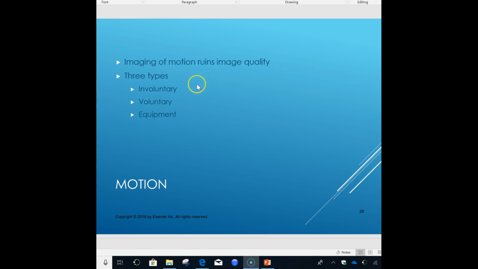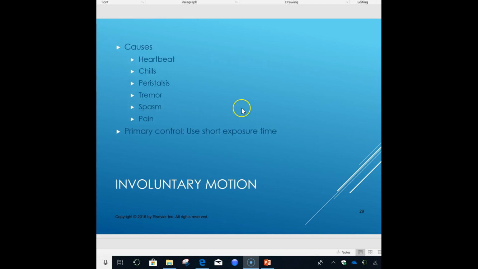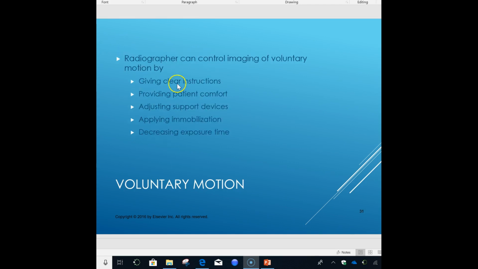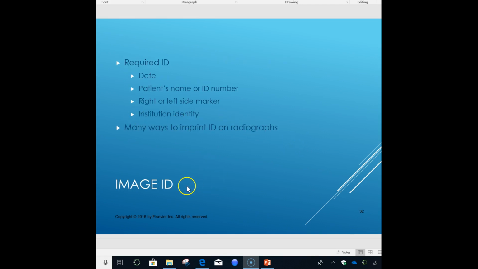And we went over motion, how it could ruin your images, and involuntary, voluntary, and the equipment. And we went over the involuntary motion. Involuntary motion is caused by nervousness, discomfort, excitability, mental illness, fear, age, breathing. So the thing that we can't control is the breathing. And you can control voluntary motion: give the patient clear instructions, provide patient comfort, adjust support devices, apply immobilization, and decrease your exposure time.